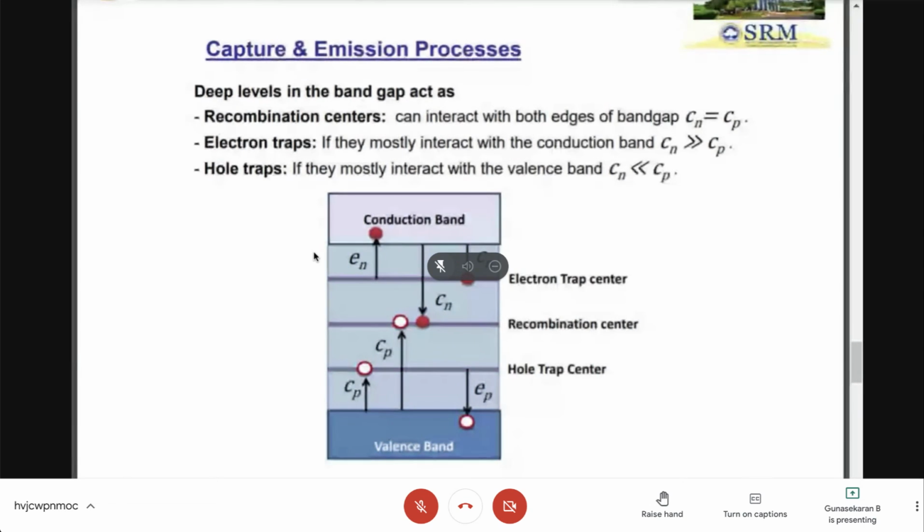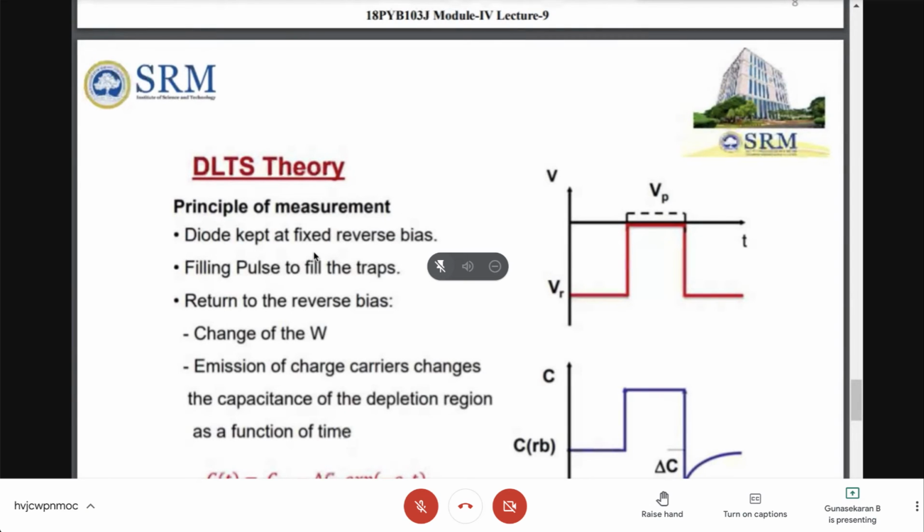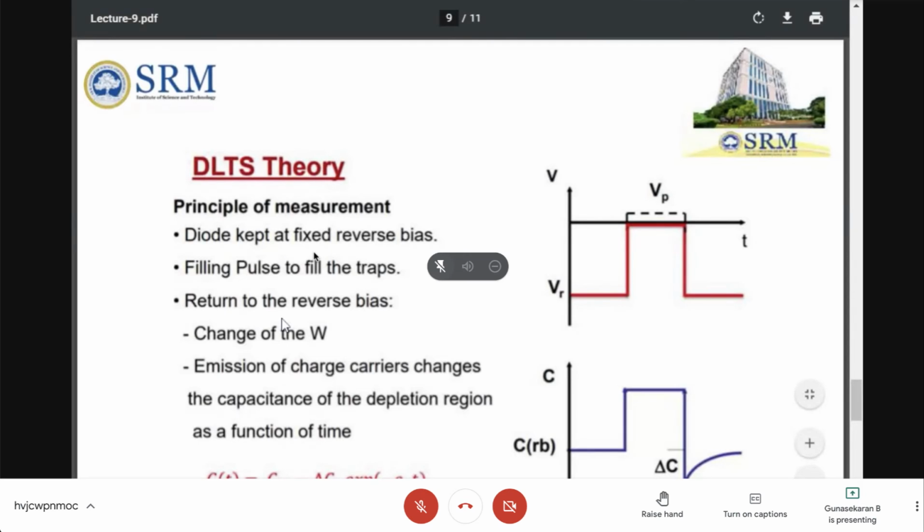Based on that, you identify the defect levels in the band gap. What are the defect levels in that band gap? You measure both the voltage as well as the capacitance, and you draw the corresponding graph with respect to time.